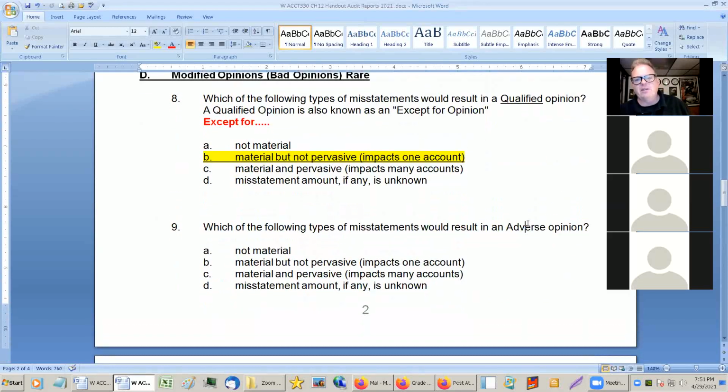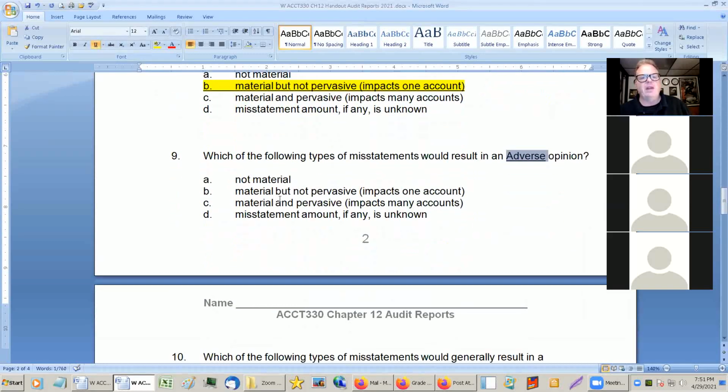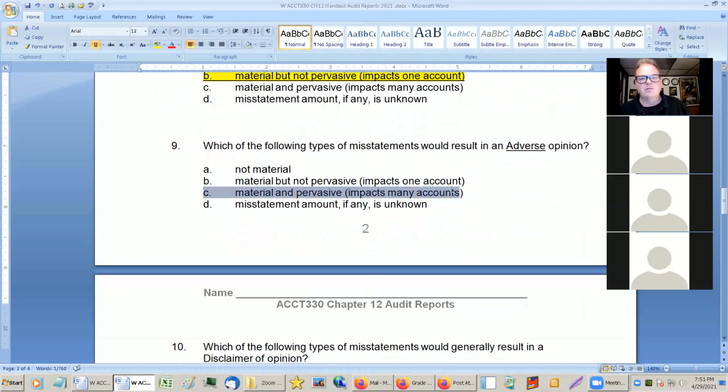Okay, adverse opinions. These are the worst ones. And it is, well, you can probably guess, material and pervasive. In other words, it goes throughout the entire set of financial statements. In other words, these are not GAAP, and they should not be relied upon. So an adverse opinion is the worst one.